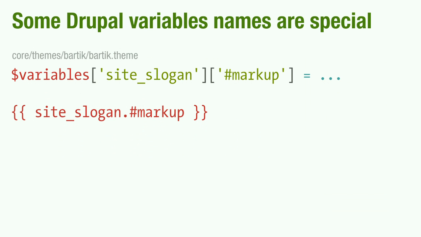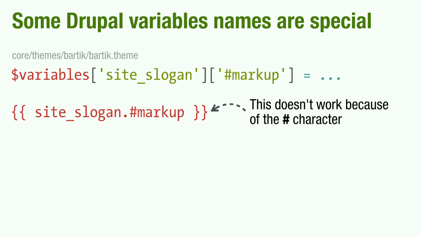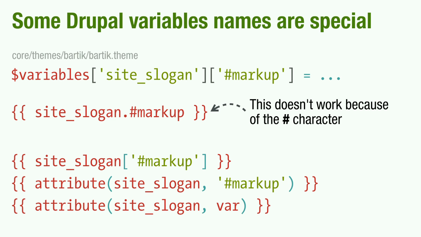Okay, so the dot notation is great, but sometimes, and especially in Drupal, you have special variables like dash something, and of course you can't do dot dash markup, it doesn't work. In such a case, you can use attribute. Attribute is a function defined by Twig. And you can say, I want the dash markup attribute on whatever variable you want, right? That's the second line here.